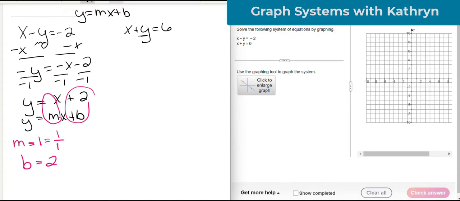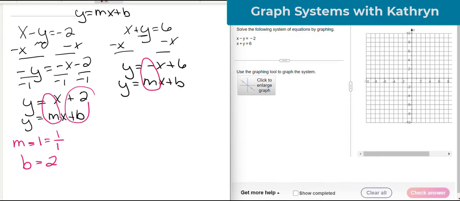So once again, I want to get y by itself. I'm going to subtract x from both sides. So y equals negative x plus 6. Well, it's in our form, so we're going to write y equals mx plus b. I'm going to circle my slope. So my slope is -1, but we need to write it as rise over run. So -1 over 1. My y-intercept, b, is 6.